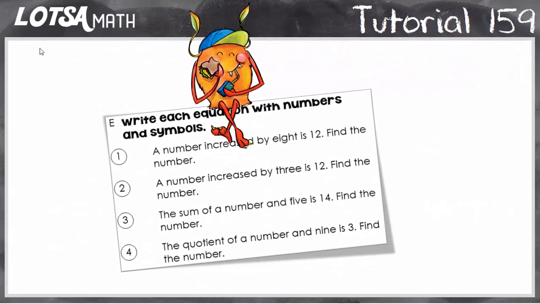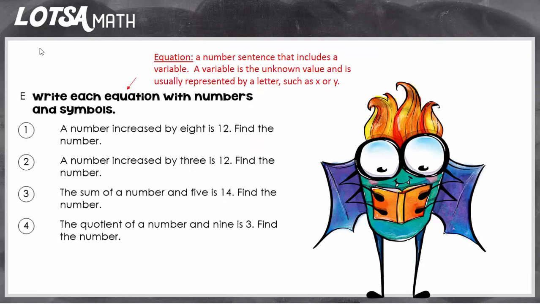For these questions, we're going to write equations. The direction says to write each equation. An equation is just a number sentence that includes a variable. And remember, a variable is just the number that you don't know yet that you're trying to figure out. And we represent that with a letter, usually like X or Y. So we're going to be writing number sentences with variables, and we're not going to be using any words.